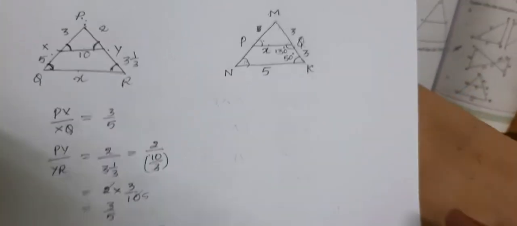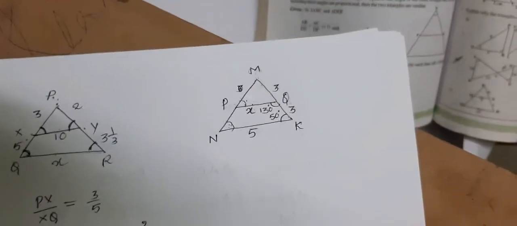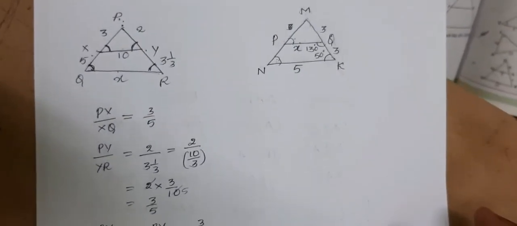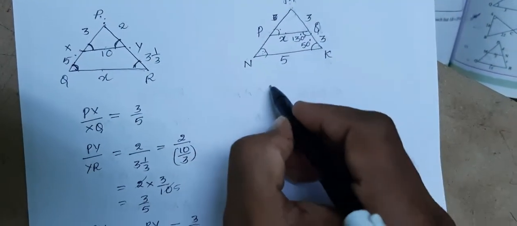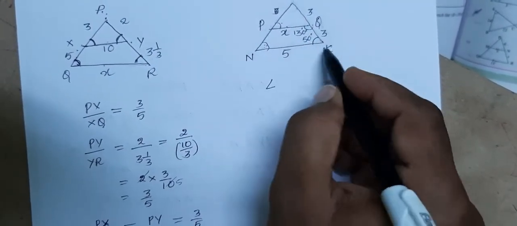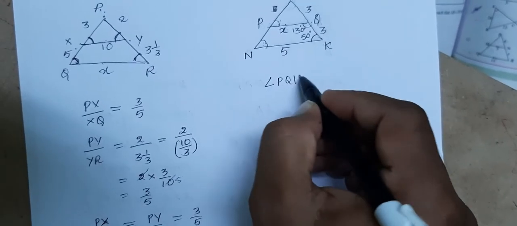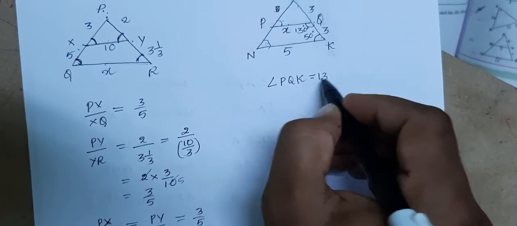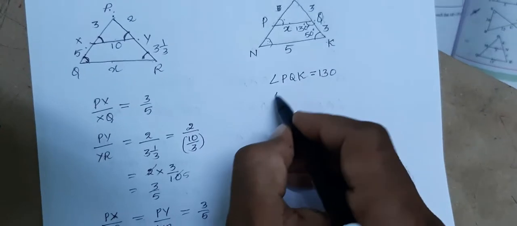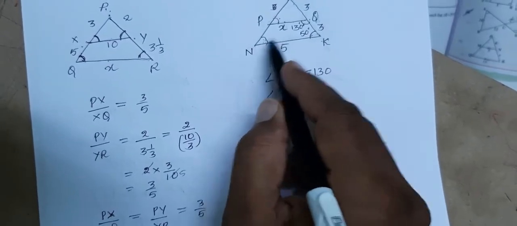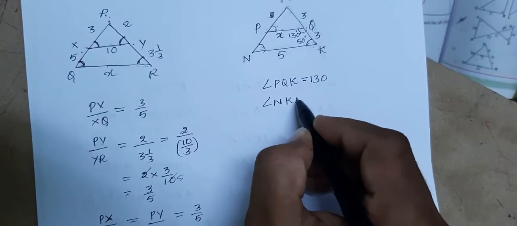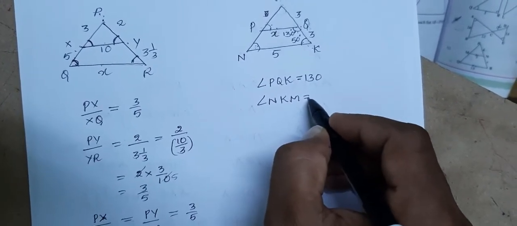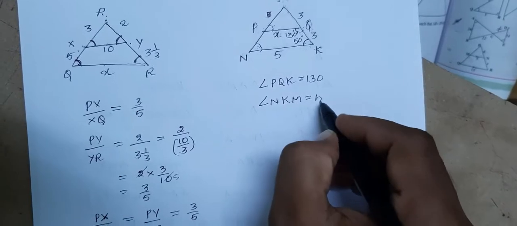Then go to this section. How to prove it? Right? Here the angle is 130. Angle PQK equals 130 degrees. And this angle, NKM or NKQ, anyone can take it as 50 degrees.